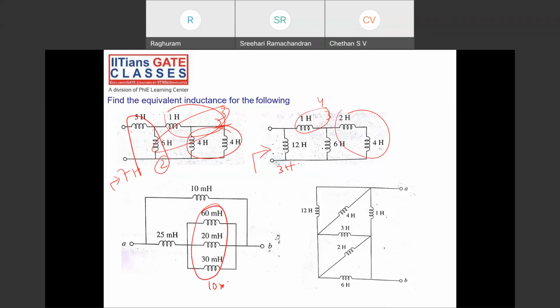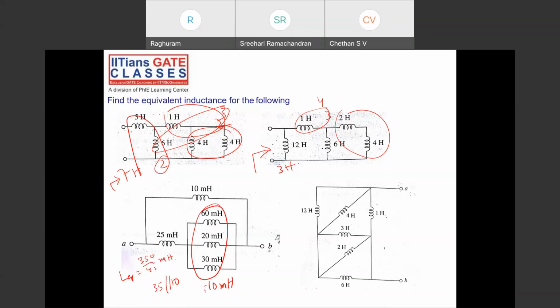Directly 10 millihenry, right? 60, 30, 20 is 10. Okay, 10 and 25, 35 parallel with 10. It is 350 by 45. Okay, L equivalent. Now coming to the last one.